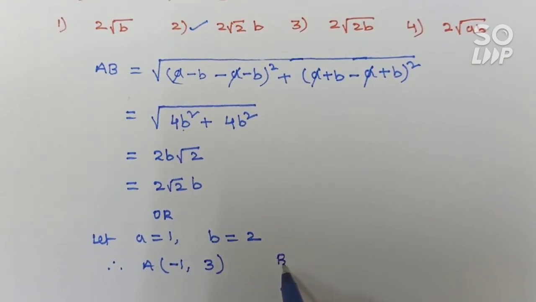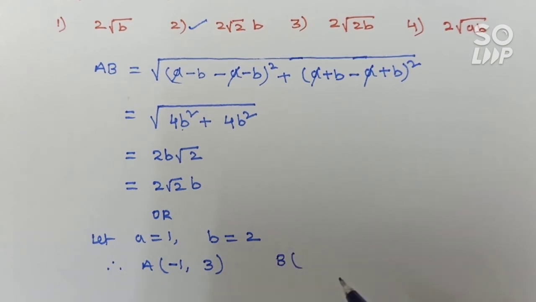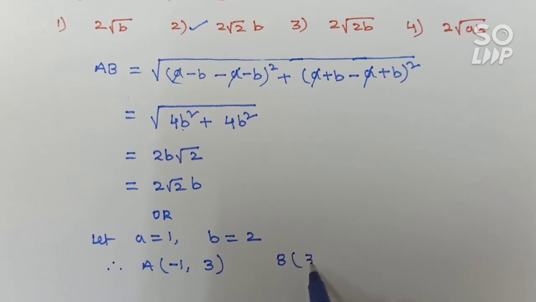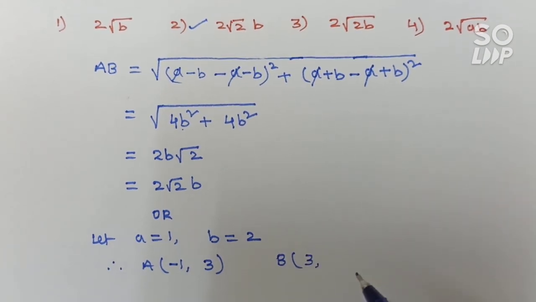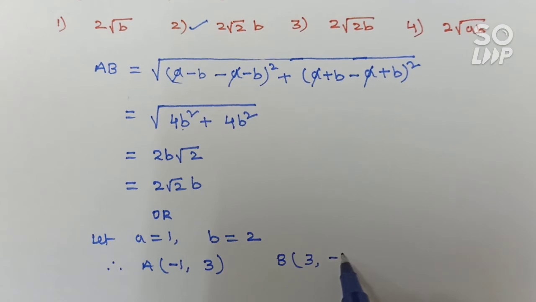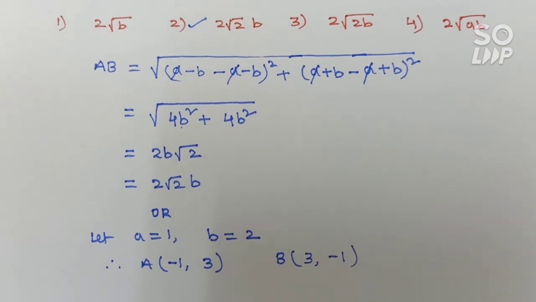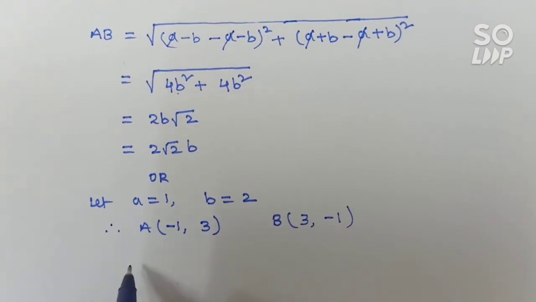And the point B is equal to what? (a + b, a − b). a + b is 3, and a − b is −1. So this is nothing but the coordinates of capital A and capital B.